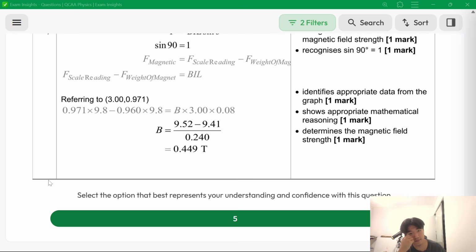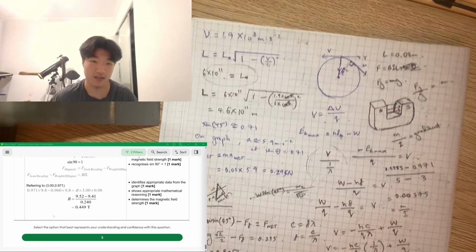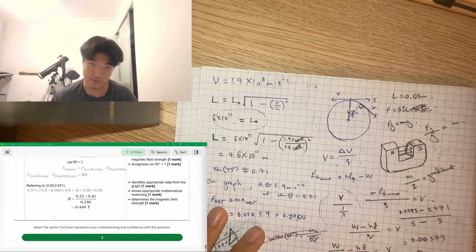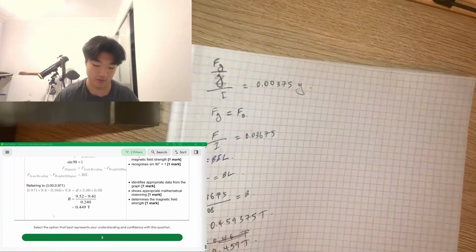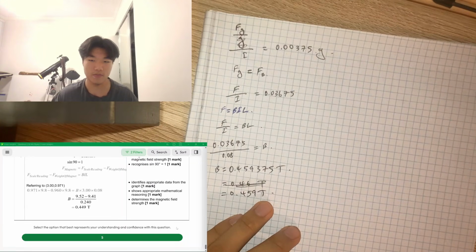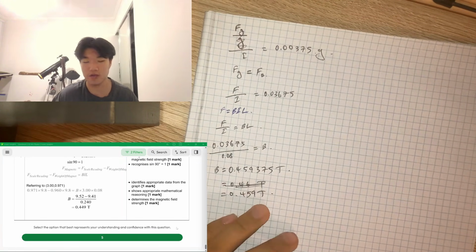Yeah, so this is something you should follow more if there's a question similar to this, which I highly doubt. But yeah, it's pretty good. I still basically got the value, except there's a bit of a difference because I calculated the gradient and I used different values. But yeah, hope that helps. And yeah, good luck with physics.